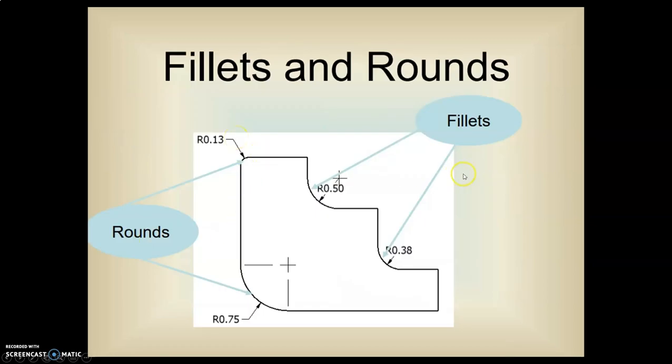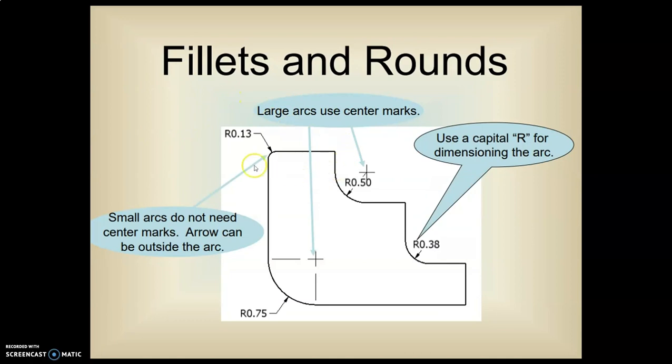Fillets and rounds. Fillets and rounds on most CAD systems are exactly the same. A fillet is an inside radius. A round is an outside radius. In CAD though we call everything a fillet. When we're using a small one, we don't use a center mark. So here we have a small radius and a small radius, and we just put an arrow with the R there. If we have a large arc, then we may indicate the center of that radius.